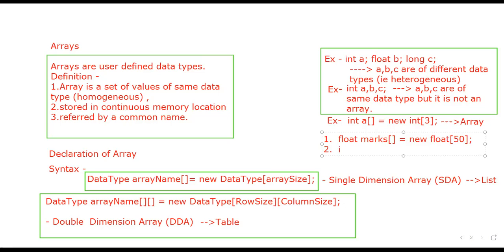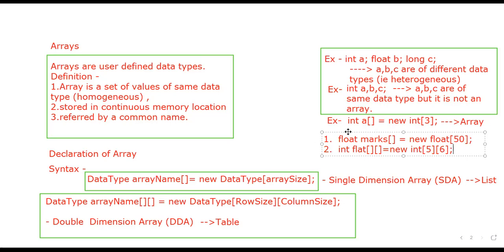Ma'am, is this single dimension or double dimension array? I want it in double dimension. That is why I said row and column. So: int flat[][] = new int[5][6]. Five rows, and then 6 columns, as there are 6 flats in each row. This is how you declare.